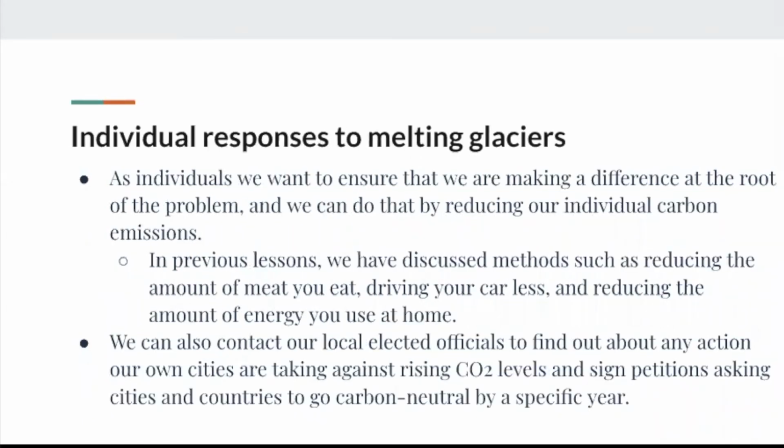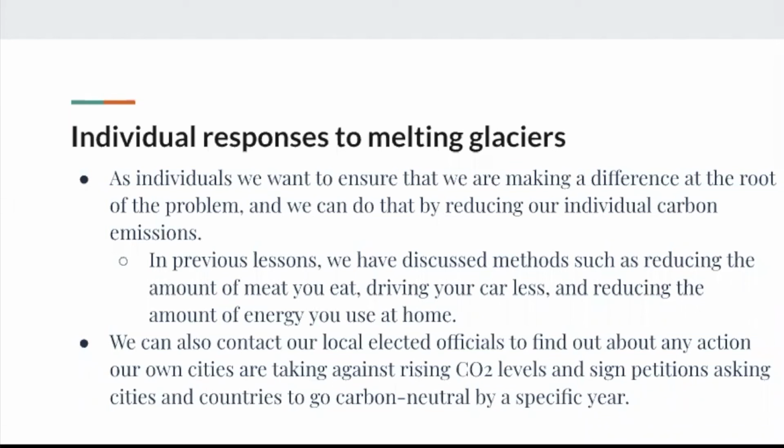So, with all of this in mind, what are some responses that we can have as individuals to the melting glacier problem? As individuals, we would want to ensure that we're making a difference at the root of the problem. And the root of the problem is the greenhouse gas and carbon emissions that we're constantly putting into the atmosphere. To tackle this at the root, we need to start by reducing our individual carbon emissions. In previous lessons, we discussed many methods on how to reduce your carbon emissions, such as reducing the amount of meat you eat, driving your car less, and reducing the amount of energy you use at home.